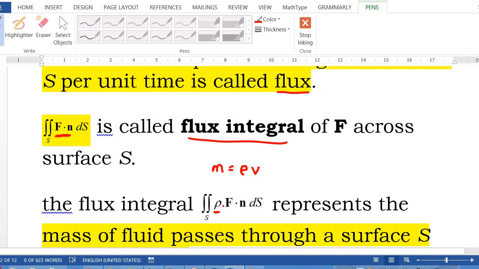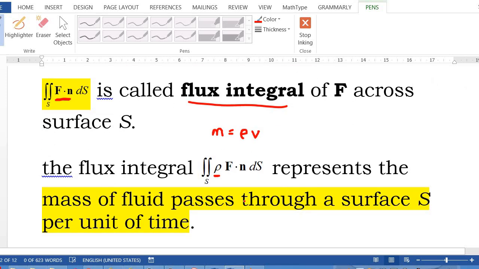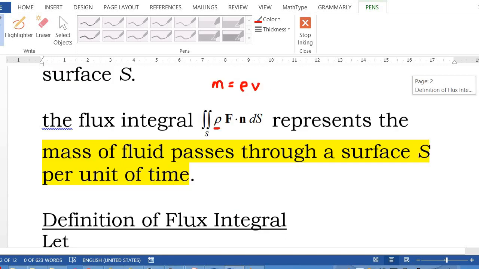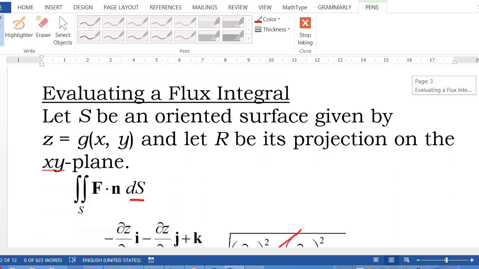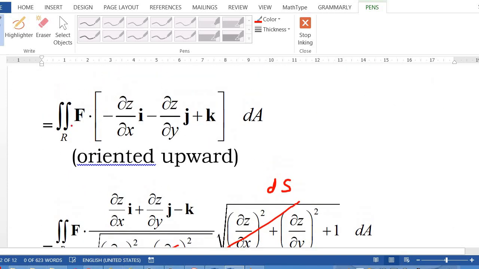Okay, if you multiply your flux integral by a constant density, this becomes the mass of fluid that passes through a surface S per unit time, because the mass will be density times the volume. Since this is the volume per unit time, this is the mass of fluid passing through surface S per unit of time. Okay, and then how do you evaluate the flux integral? This will go to F dot n dS.